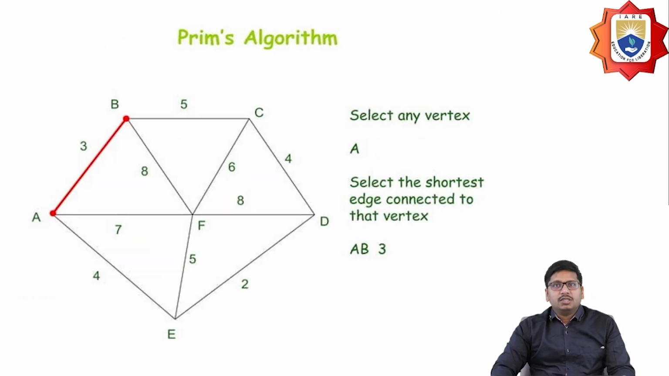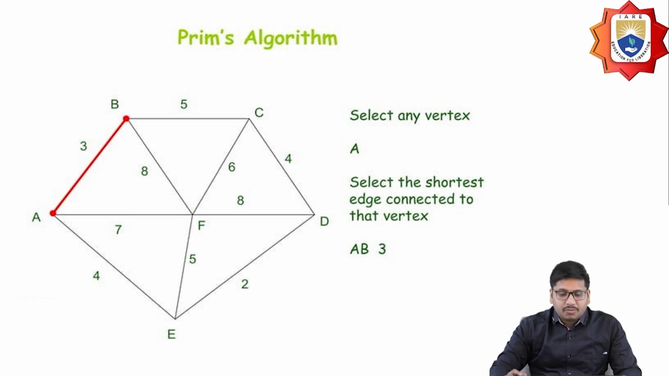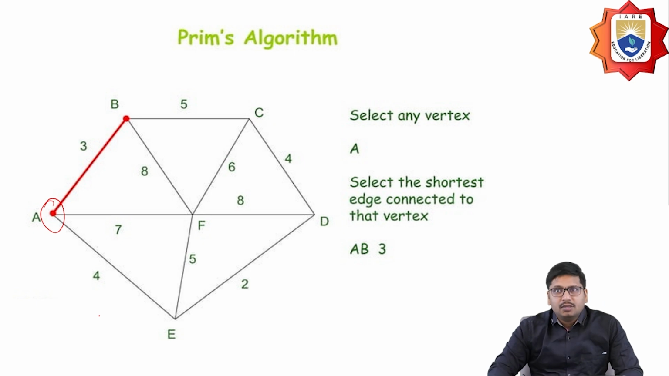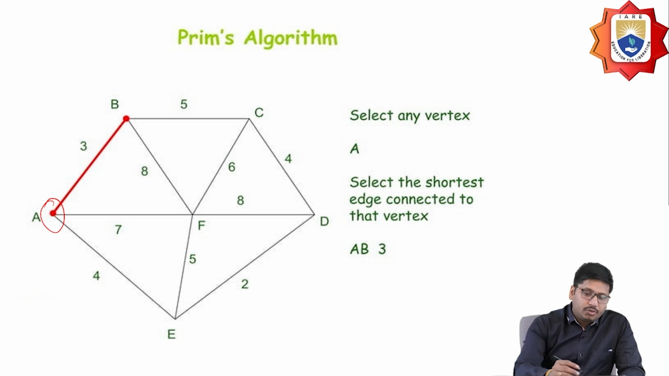Then how are we going to construct Prim's algorithm here? In Prim's algorithm, we have to consider the vertex in such a way that the nearest minimum viable edge is selected. So in this one, first I'm going to consider a vertex A. Select the shortest edge connected to that vertex. From A I'm going to have three edges. I have to select the next vertex in such a way that it should be the minimum one. So AB is 3 and AF is 7 and AE is 4.